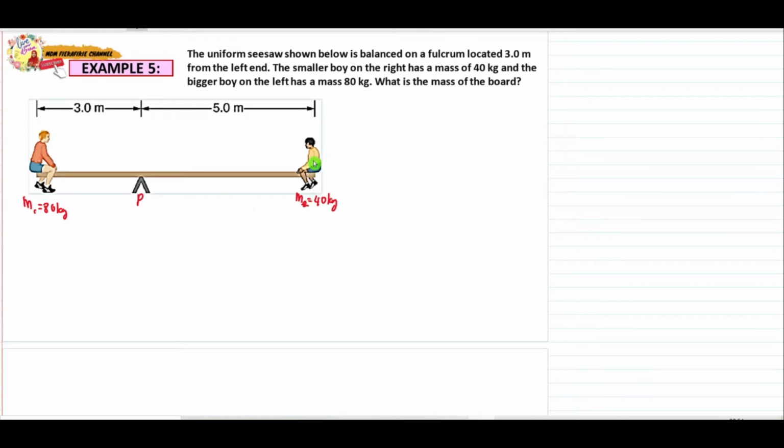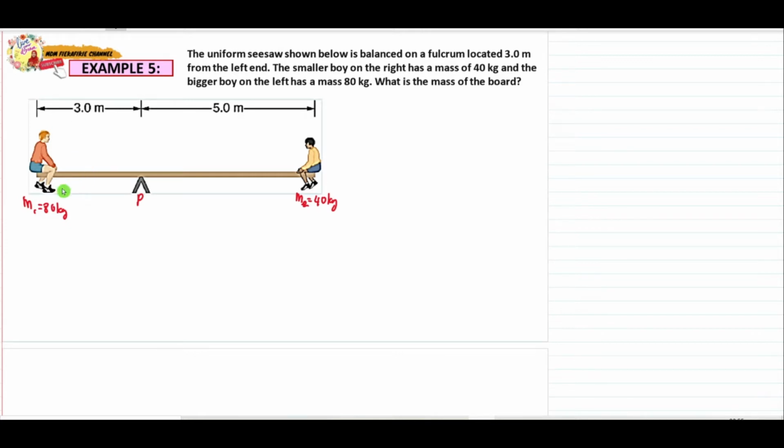Okay. What is the mass of the board? Soalan tanya pula, berapa mass board seesaw ni? Okay. So, sebelum tu kita lukis dululah. Okay, all the forces that exerted on the board. Sistem kita sekarang merujuk kepada board tu. So, kita kena lukis semua force yang exerted on the board.